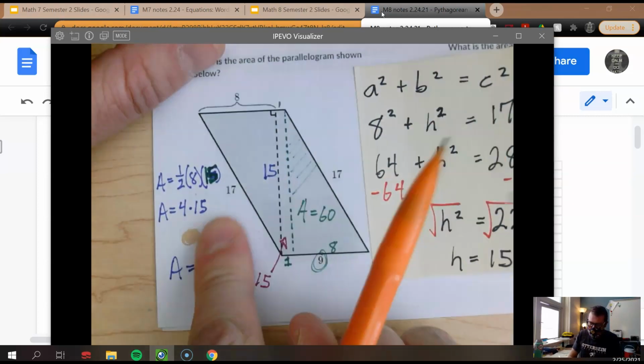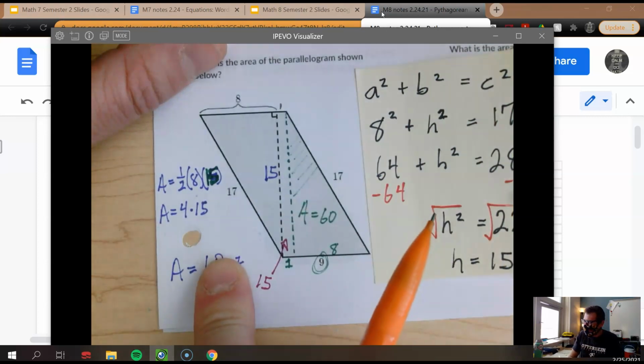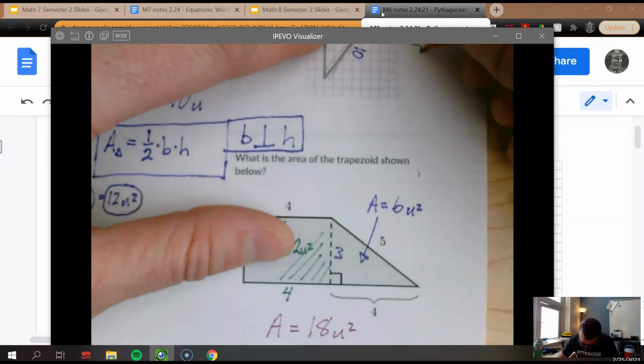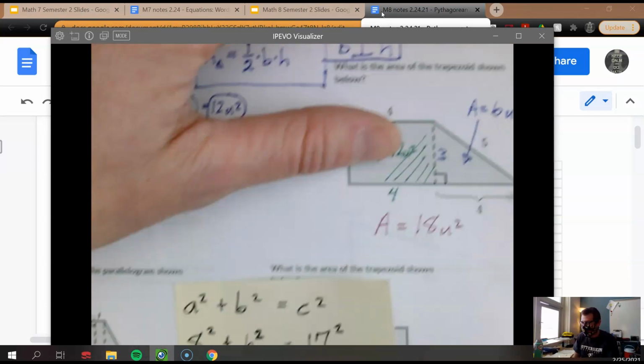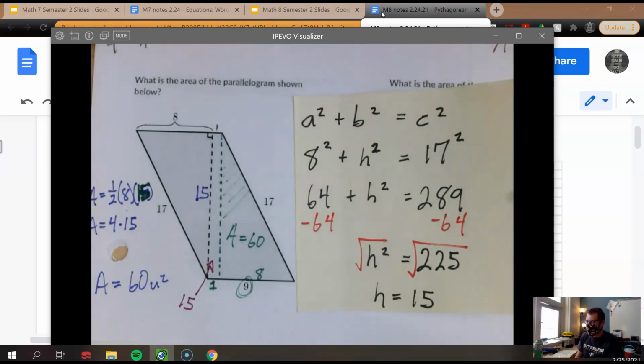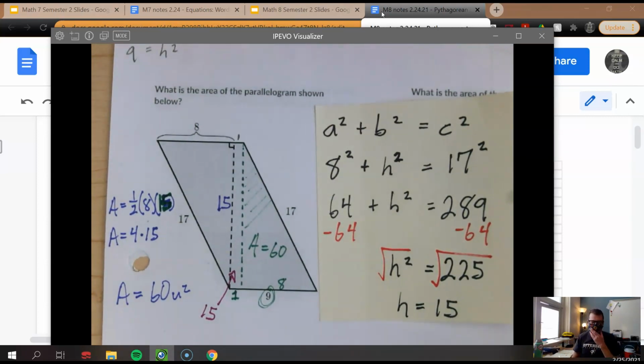So actually, 8, 15, 17 is another Pythagorean triple. There are a lot of Pythagorean triples. You don't have to memorize any of them. But it's not bad to memorize them. Adam?